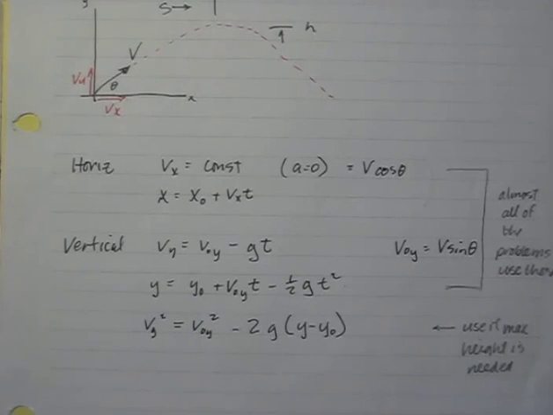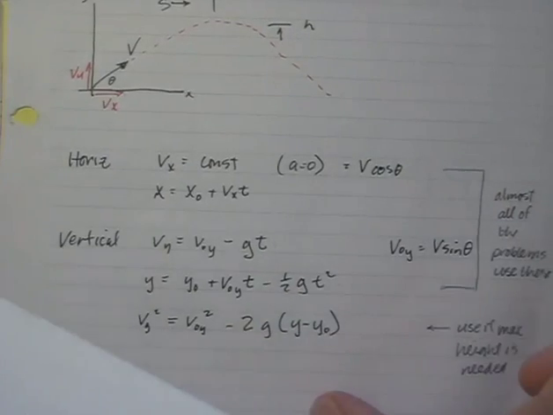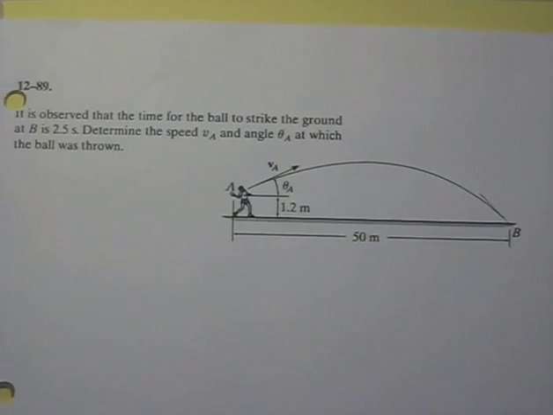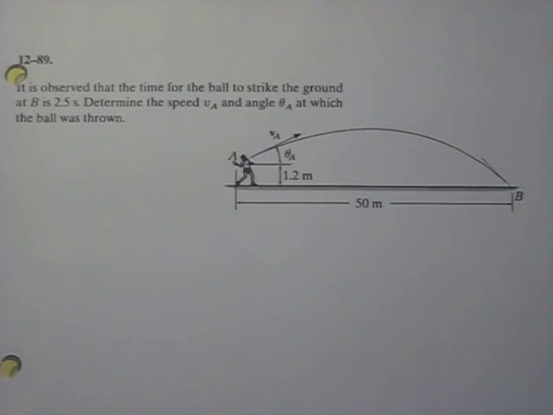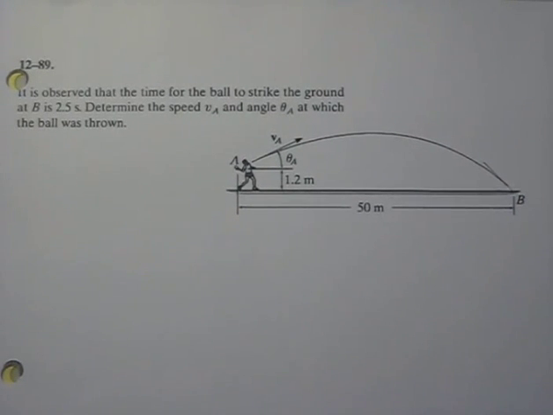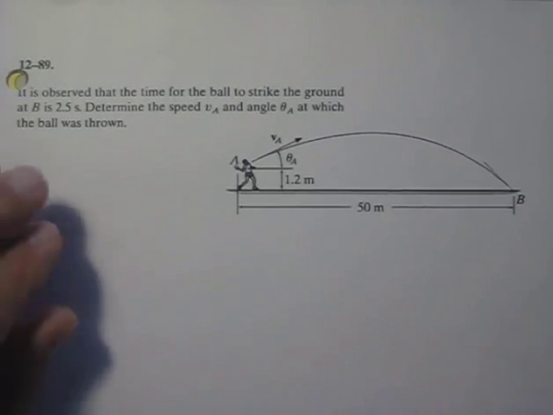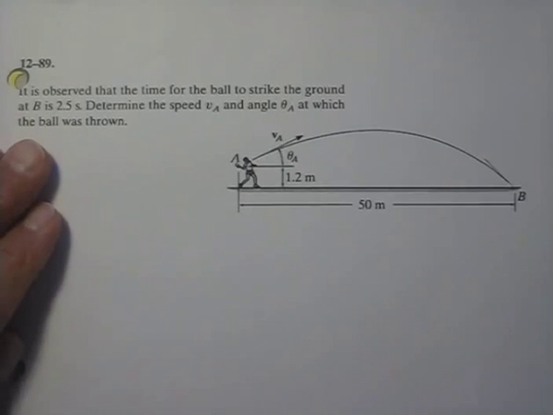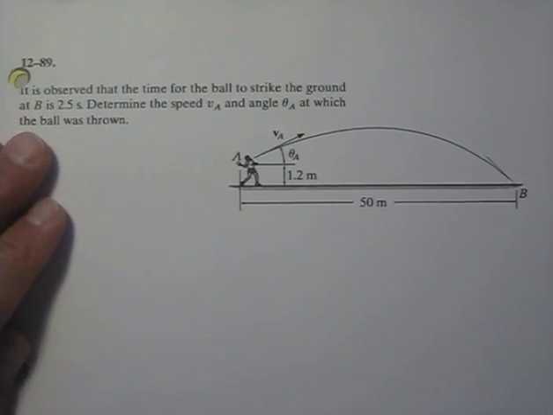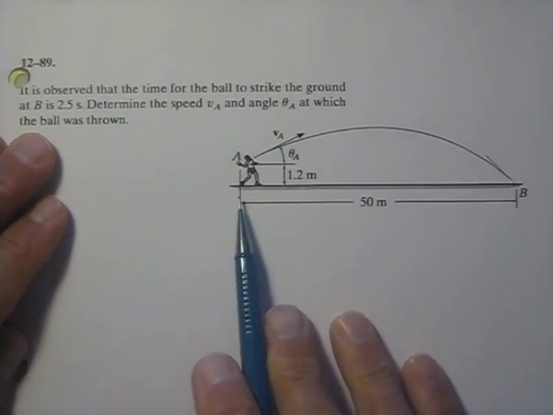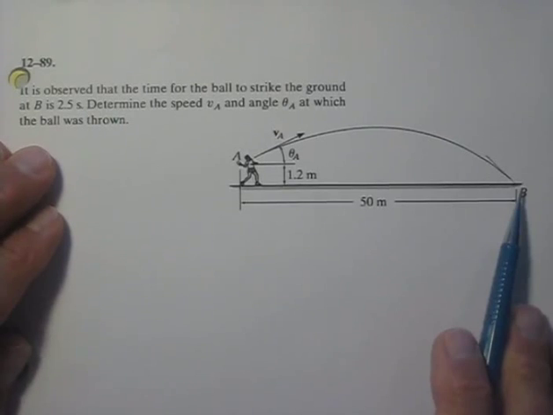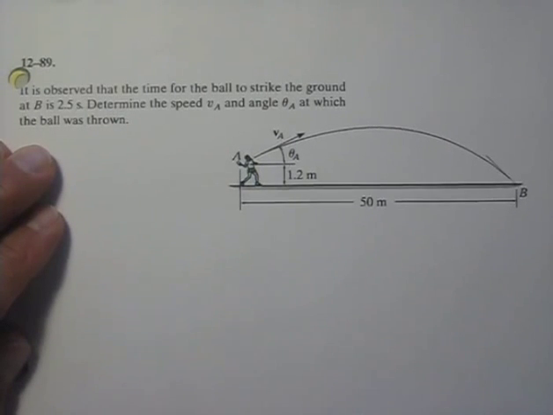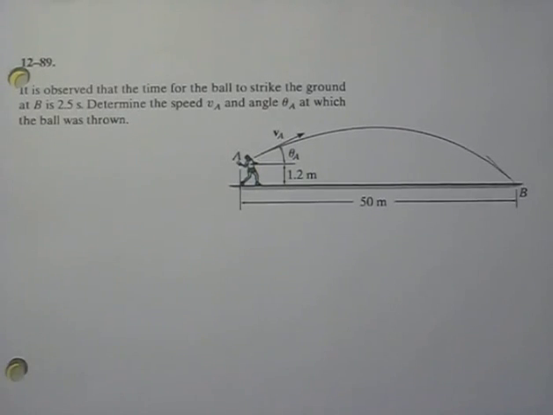Let's do this guy right here, and we have this ball, and it's being thrown by this player. And it says determine the time for the ball to strike the ground, it's observed that it takes the ball 2.5 seconds to get from this point to this point and strikes the ground. We need to find out what the speed and the angle is at which the ball was thrown.